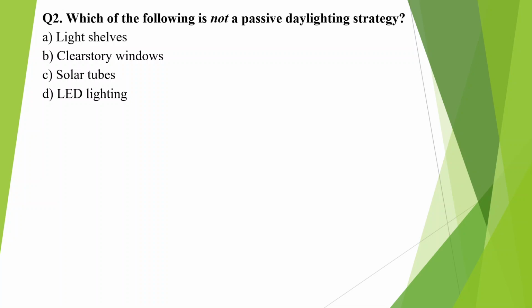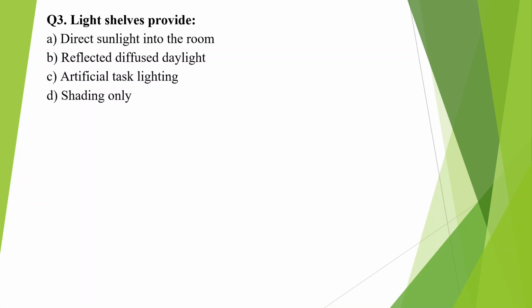LEDs are efficient electric lighting systems, but they cannot be considered a natural or passive daylight technique. But others like light shelves, clerestories or solar tubes utilize natural light for daylighting purposes. So option D is the correct answer. All of you are correct. Let's move to the third question.